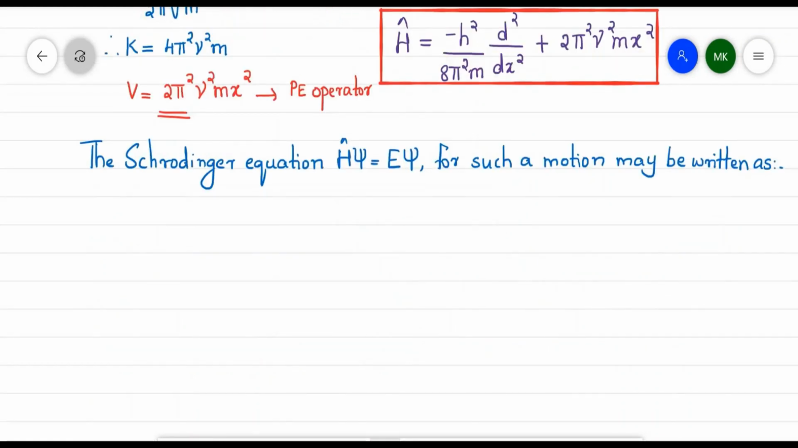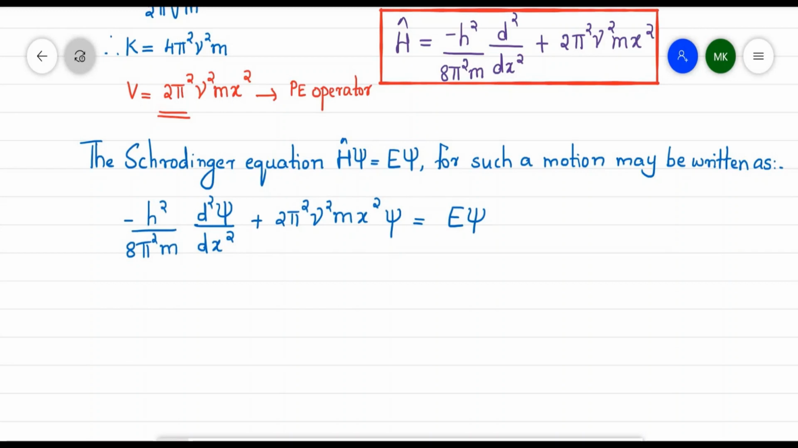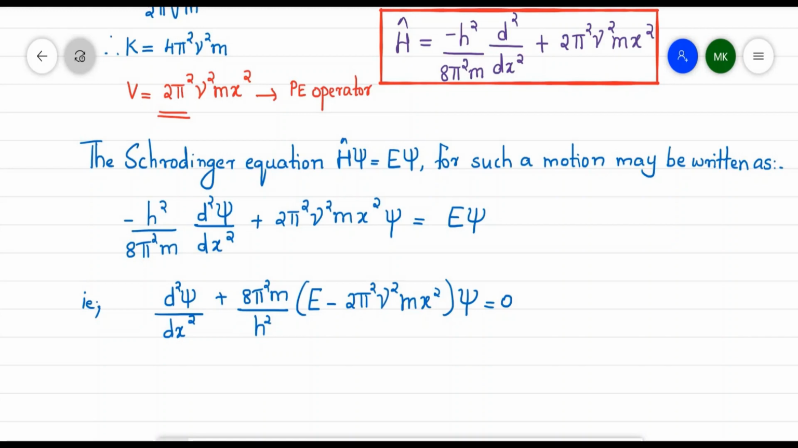The Schrodinger equation H cap psi equals E psi for such a motion may be written as minus h squared by 8 pi squared m d squared psi by dx squared plus 2 pi squared nu squared m x squared into psi equals E psi. We can rearrange this equation as d squared psi by dx squared plus 8 pi squared m by h squared into E minus 2 pi squared nu squared m x squared into psi equals 0. Let this be equation 1.